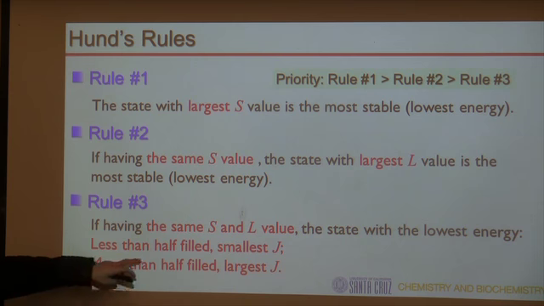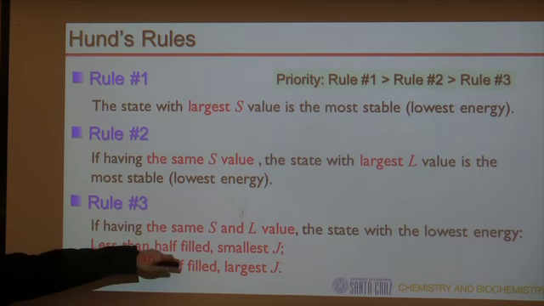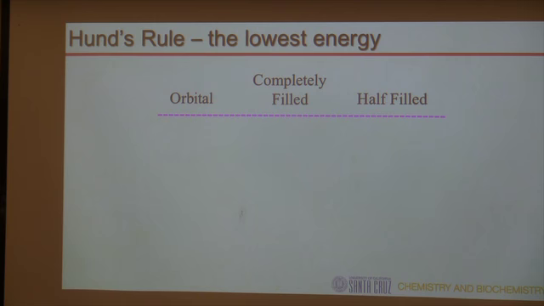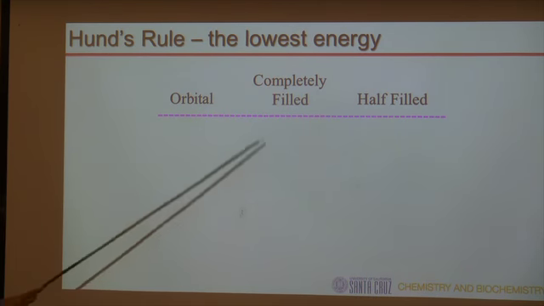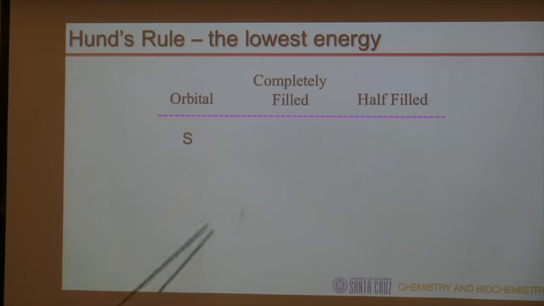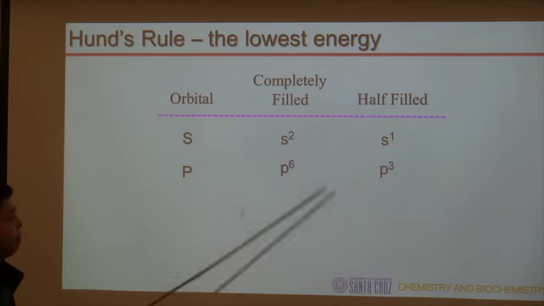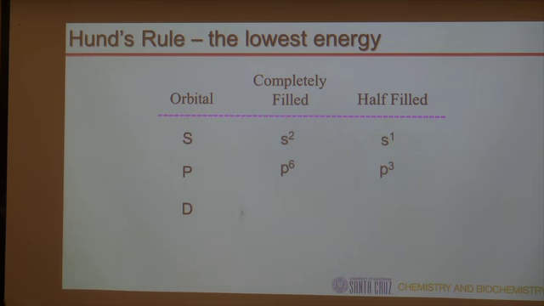Some of you may have a question about what half filled is. So let's make a table here. For each orbital, S, P, D, F, we have a completely filled situation and an unfilled situation. For the S orbital, how many electrons do we need to completely fill it? 2, so half filled means 1. For P, how many electrons do we need? 6, so half filled means 3. For D, 10, so half filled is 5. For F, 14 and 7.